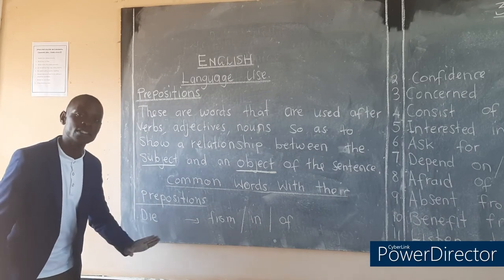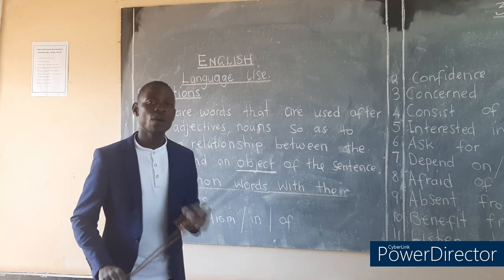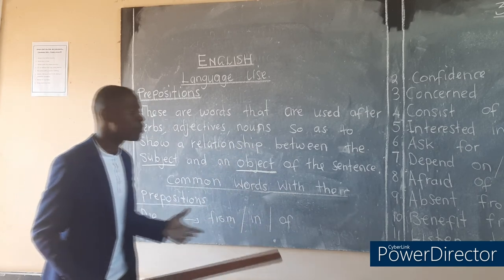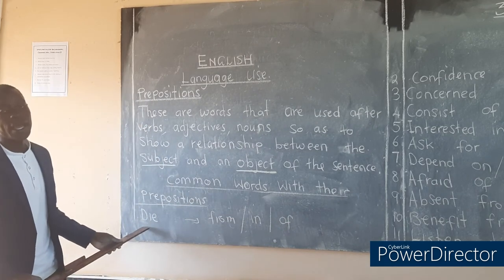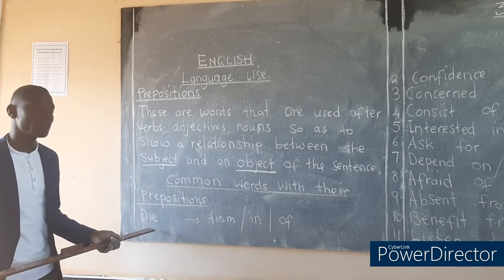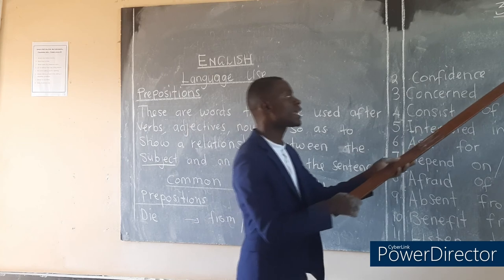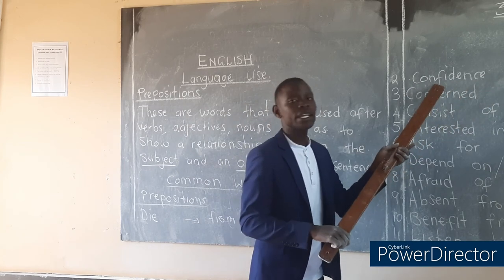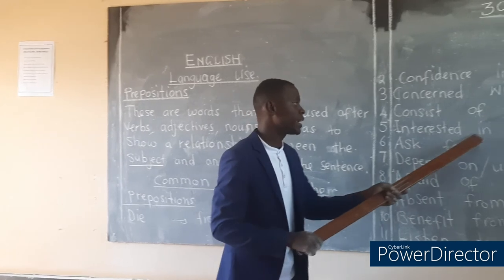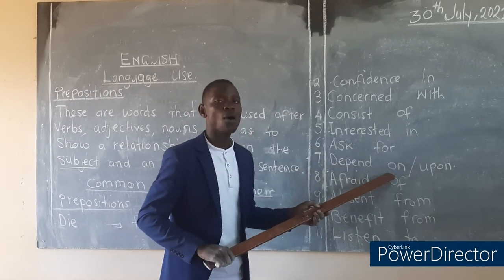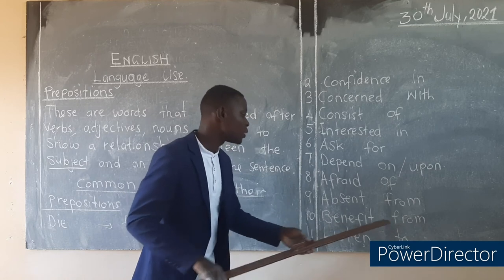I want you to know these words because we have quite a number of prepositions and words with their prepositions. So what you need to know here is all the words, for example, we've looked at quite a few of them. Know them and use them wisely. So the first one is die. The prepositions that can be used when you use the word die are from, in, and of. The preposition of the word confidence is in. Consent with, consist of, interested in, ask for, depend on or upon, afraid of, absent from, benefit from, listen to.